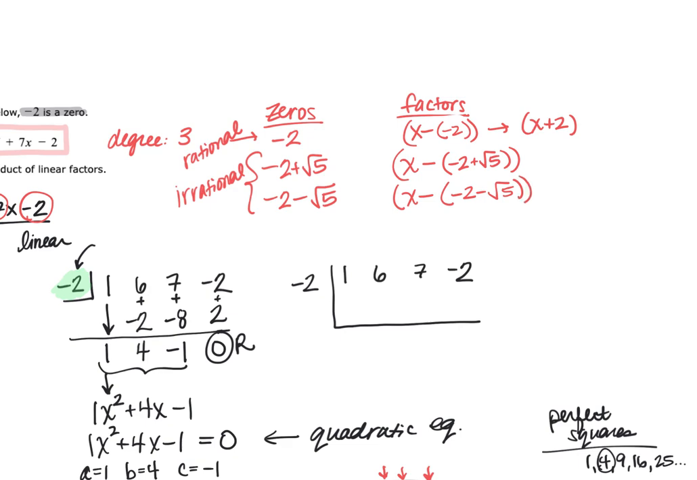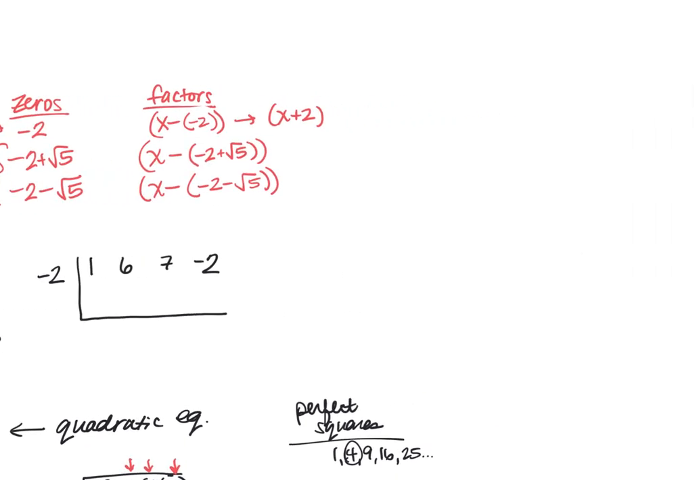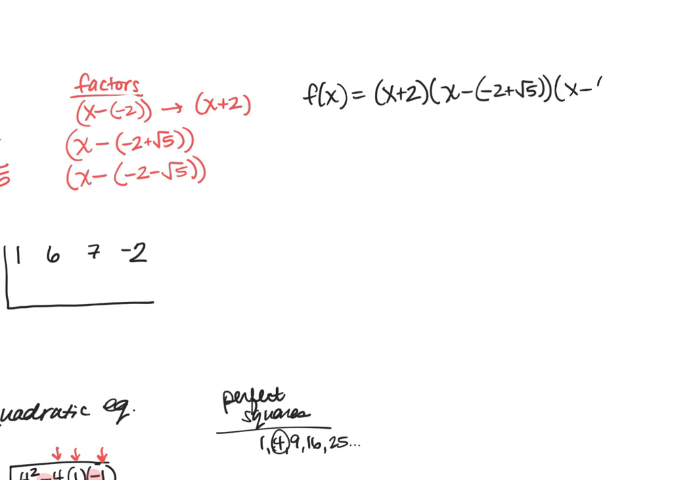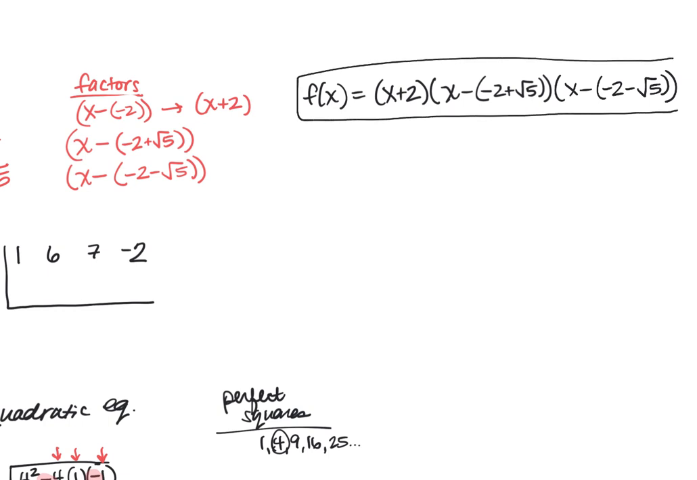So to finally answer the question, which said they wanted you to write the function as a product of its linear factors, then our final answer, this function, written in factored form, would be x plus 2 times the quantity x minus -2 plus rad 5 times the quantity x minus -2 minus rad 5. And you could distribute the negatives, but I would be fine with you leaving it just like this. This is the factored form of the original function.